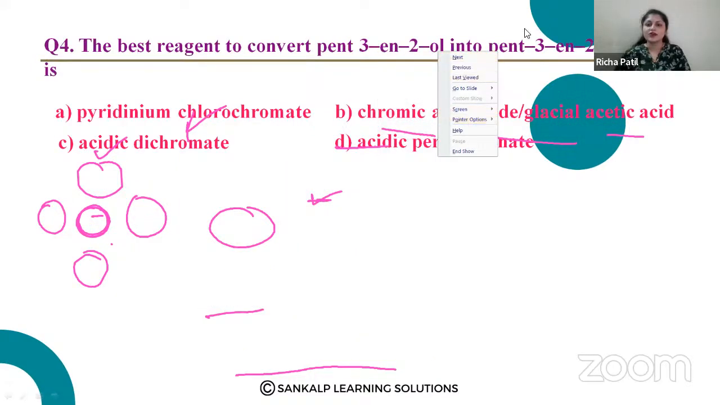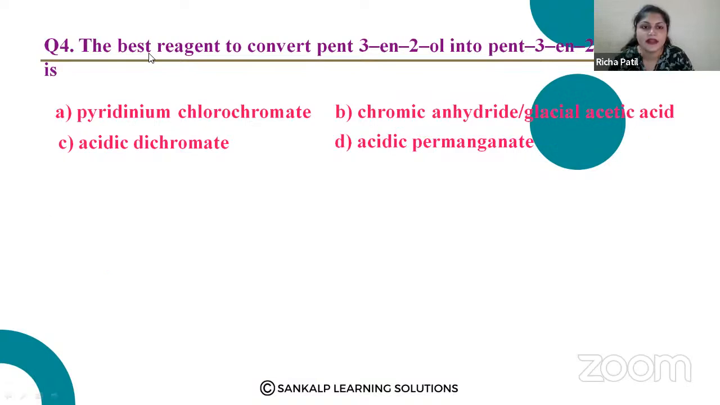So based on this, we'll solve some questions. The best reagent to convert pent-2-ol into pent-3-one is... Okay. The best reagent to convert pent-3-ol into pent-3-one, meaning alcohol is converted into what? Ketone. Which is the best reagent? It is A. It is pyridinium chlorochromate, that is PCC.